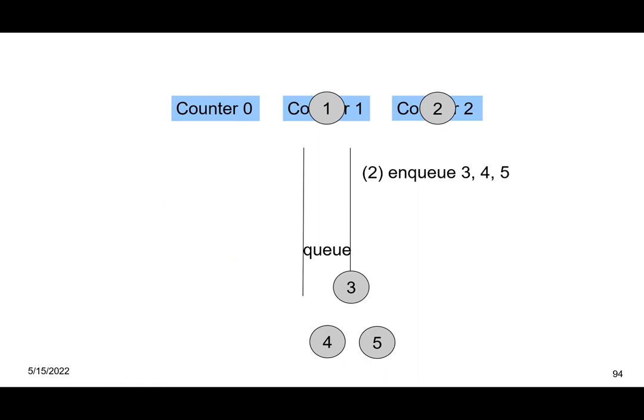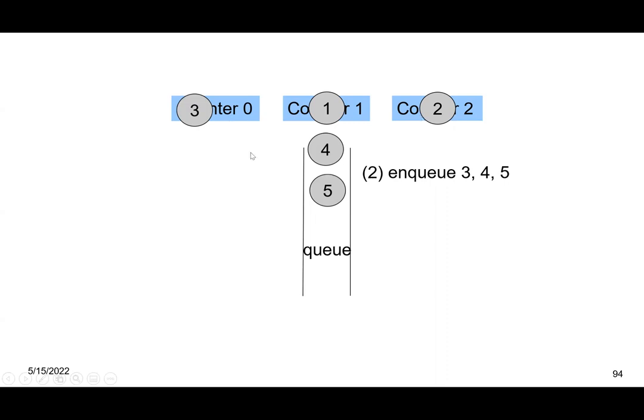So we enqueue inside. And after you enqueue to the queue, you're supposed to look at which counter is empty now, which is counter 0. So you will put customer 3 there, because according to the queue, customer 3 comes first, right? So you put customer 3 to counter 0. This is the end of the second minute, right?